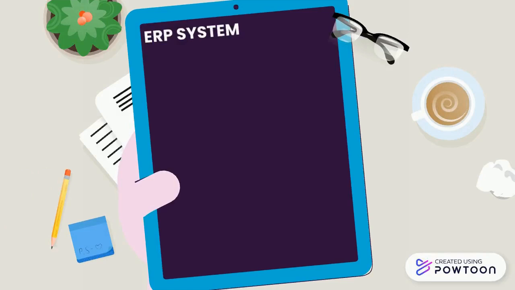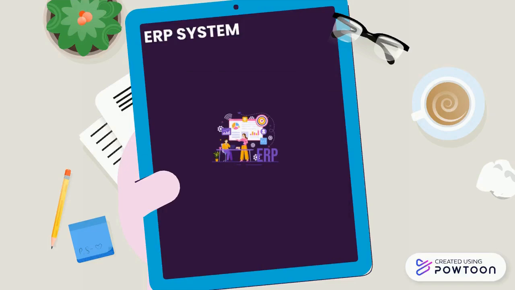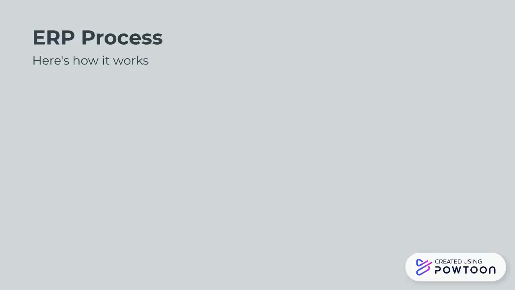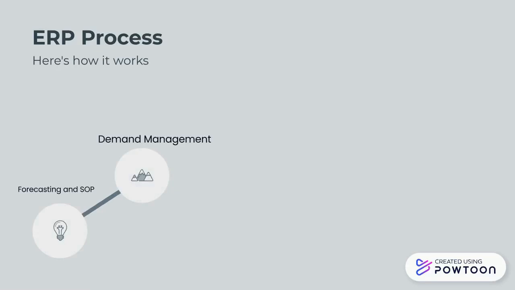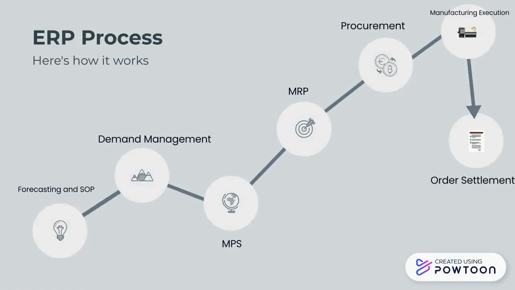In conclusion, the ERP integrates sales management, material management, and production planning into one complete end-to-end process. The process started from forecasting and SOP, continued with demand management, then moved into MPS, MRP, procurement, manufacturing execution, and finally order settlement.